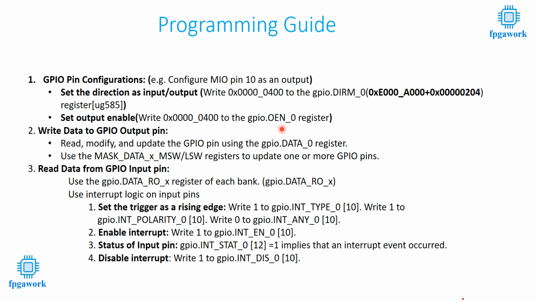So this is a very basic programming guide, like the one I gave for MIO. Basically we wouldn't be playing much with MIO programming. We would be playing with GPIO programming when we work on GPIO. So please listen carefully. GPIO programming has basically three parts: GPIO configuration, write data, read data.